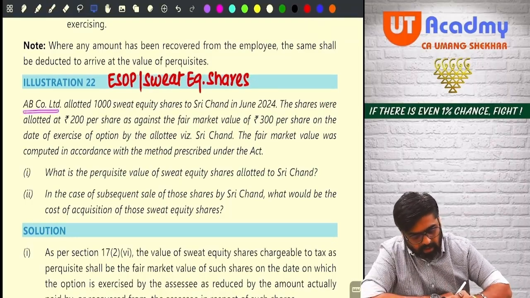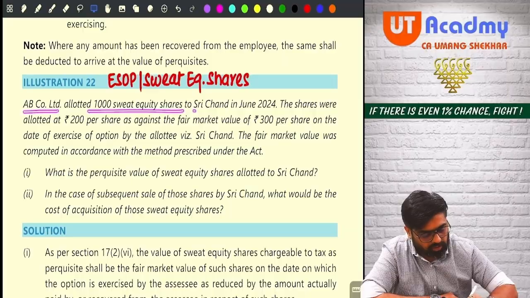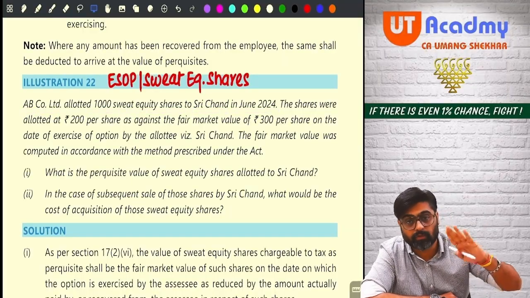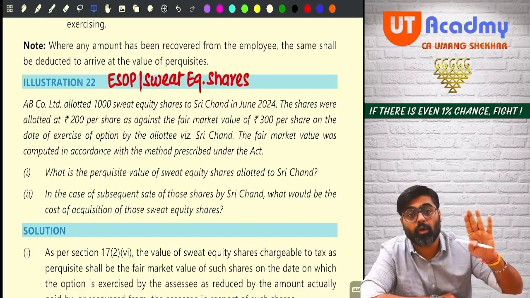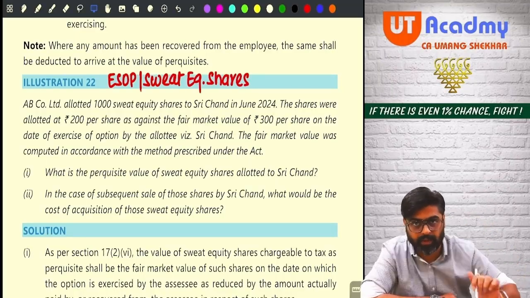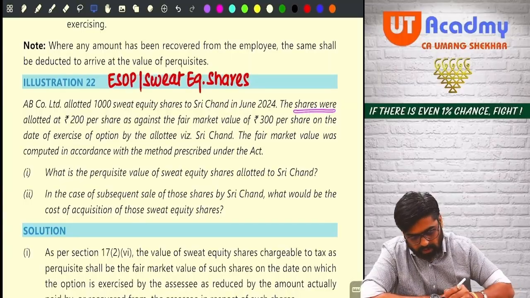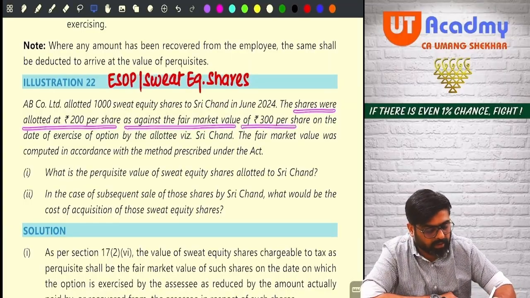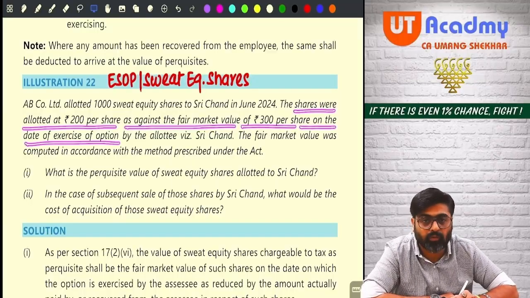AB Company Limited allotted 1000 sweat equity shares to Sri Chand in June 2024. See, June 24, the shares were allotted, meaning the allotment was done in my previous year, 24-25. Now, the shares were allotted at 200 per share as against the fair market value of 300 per share on the date of exercise of option.